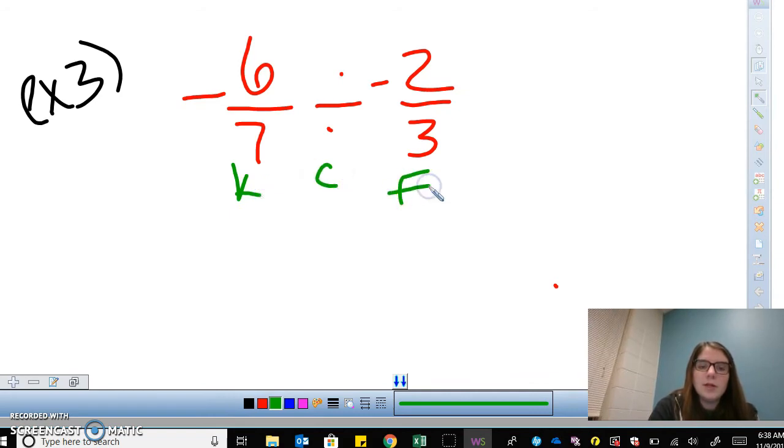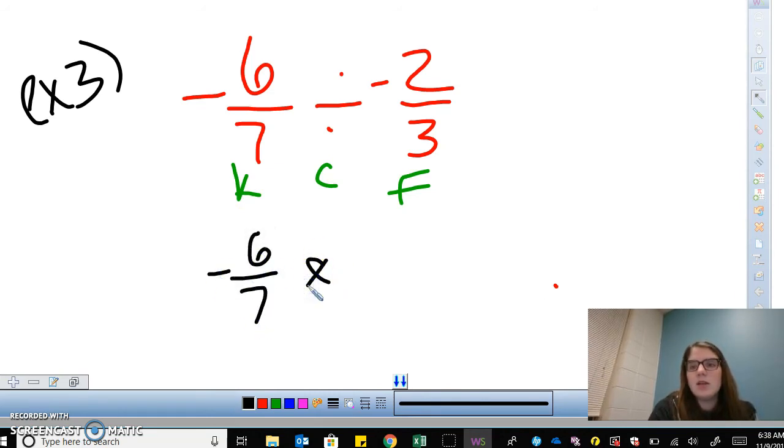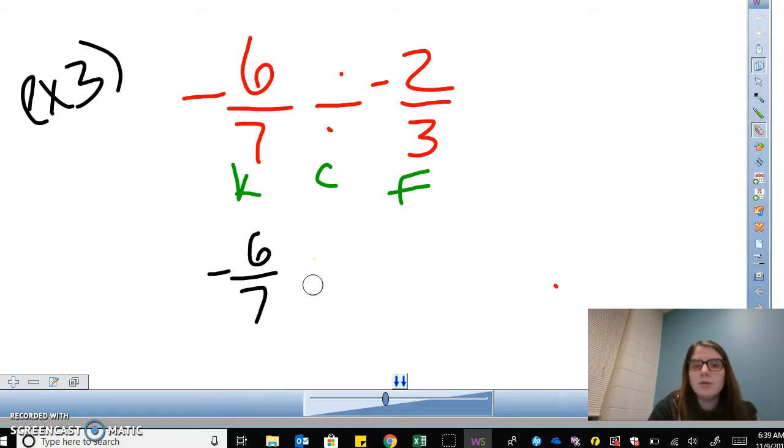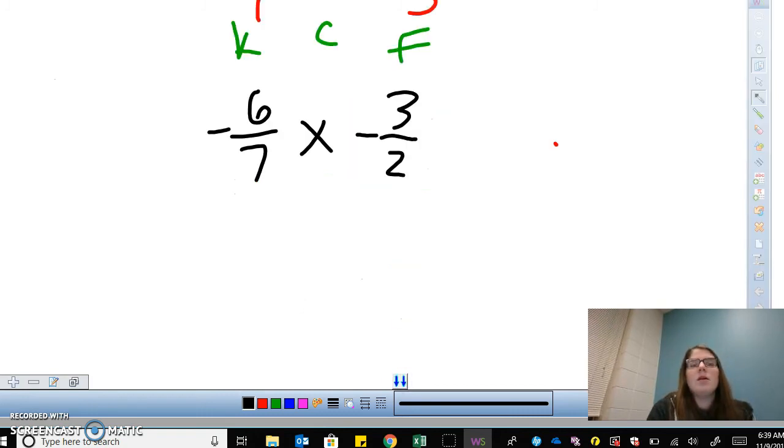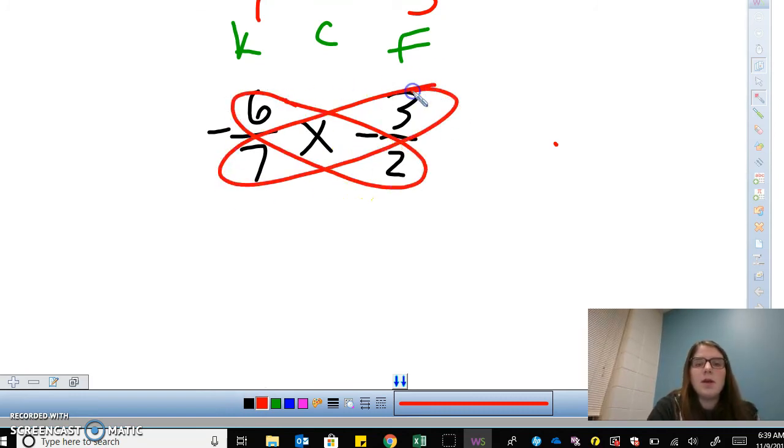All right, so we're going to do keep, change, flip. So we're going to keep the negative 6/7 the same, so it's going to be negative 6/7. We're going to change division to multiplication. That's an ugly multiplication symbol. And then we're going to flip the negative 2/3 to be negative 3/2. All right, so now let's do the butterfly. Well, I know nothing can come out of both 7 and 3 because they're both prime numbers. So I'm going to look at the 6 and 2. I know I can divide both those by 2. So this is going to become a 1 and this is going to become a 3.